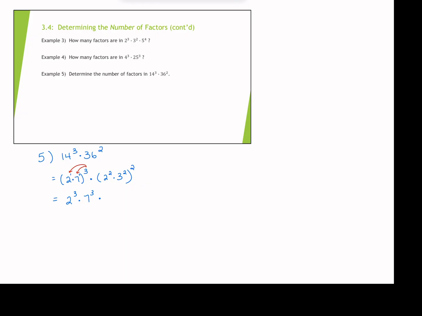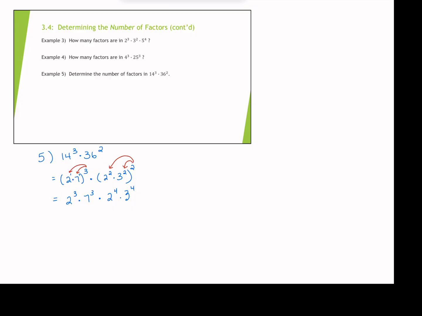When we open up that second set of brackets, again, that external power of 2 exponentiation will distribute through multiplication as well. So we bring that power and apply it to both of those bases inside those brackets. So you'd have 2 to the power of 2 times 2, which is 4, multiplied by 3 to the power of 2 times 2, which is 4 as well.